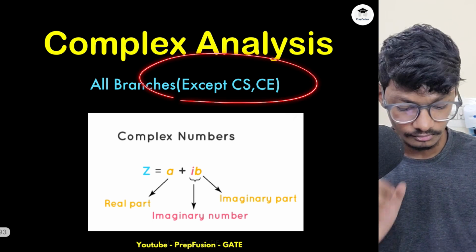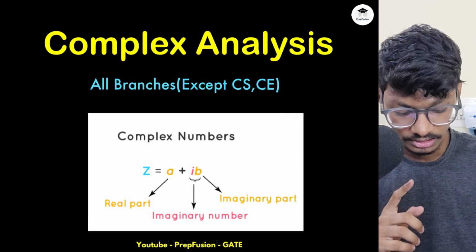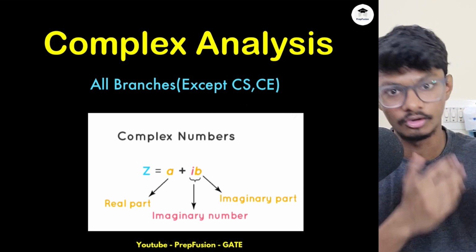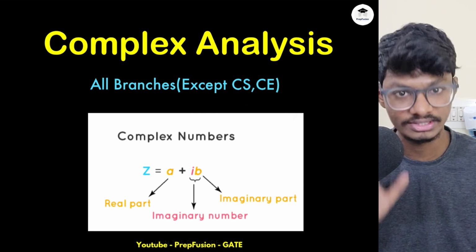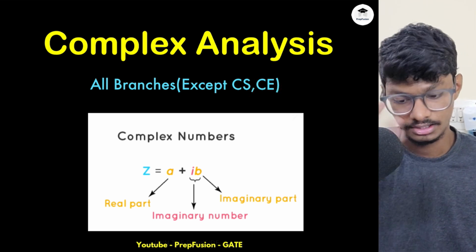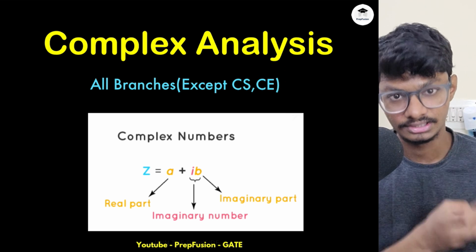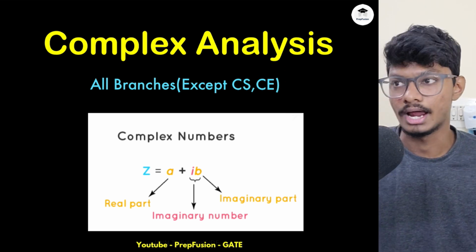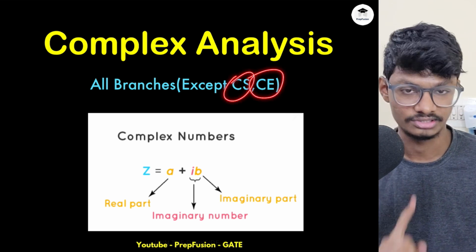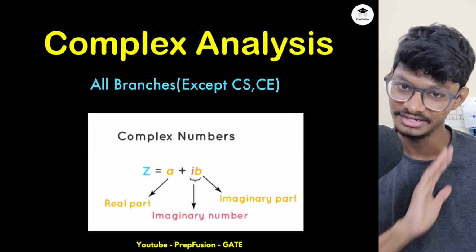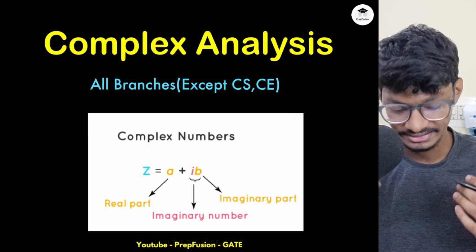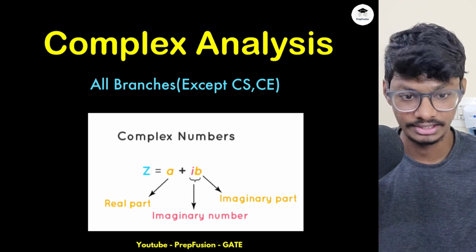Also, this is only for some branches, and you can check your syllabus. Obviously they can change the syllabus, but for now, from what I have seen, except for CS and CE, it is there for all other branches: mechanical, instrumentation, electrical, EC, and chemical. But for civil and computer science, this chapter is not present, so you can take a sigh of relief that this chapter isn't there, and study something else.